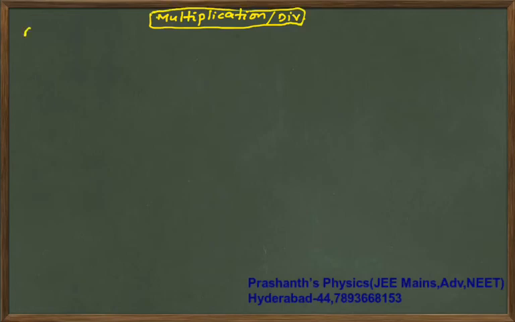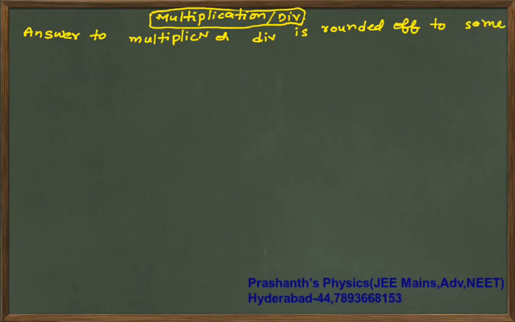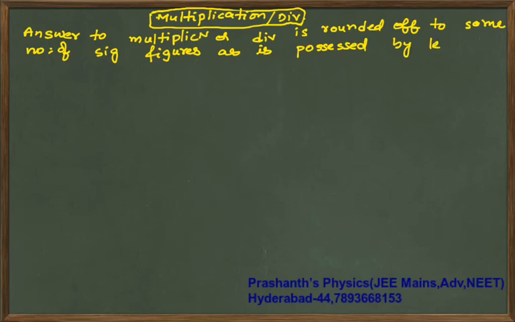So I will write that: the answer to multiplication or division is rounded off to the same number of significant figures as is possessed by the least precise term used in the calculation.